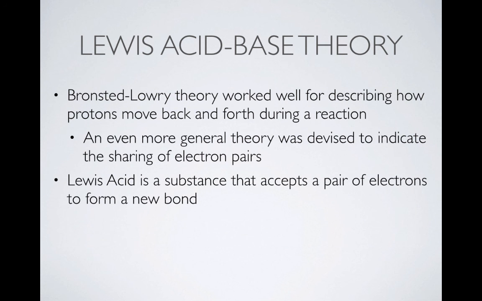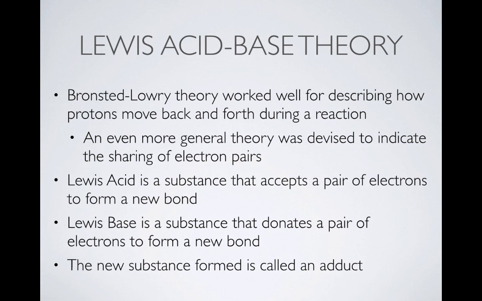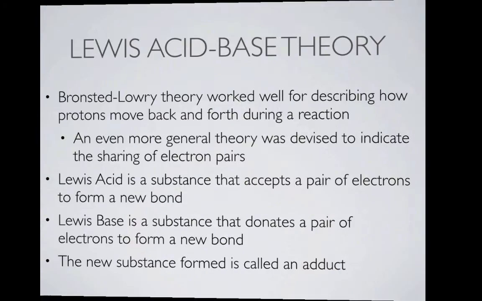So it came up with the Lewis acid-base theory, and this is the same Lewis that created Lewis dot diagrams. A Lewis acid is a substance that accepts a pair of electrons in order to form a new bond, and a Lewis base is a substance that donates a pair of electrons to form a new bond. One of the things we've got to be careful of here is we're used to thinking of an acid as something that donates and a base as something that accepts. When we're talking about electron pairs, it's just the opposite. So the Lewis acid is accepting a pair of electrons, and the Lewis base is donating the pair of electrons to form that bond. Now, once we have a Lewis acid and base react, we have what is called an adduct, a Lewis acid-base adduct.